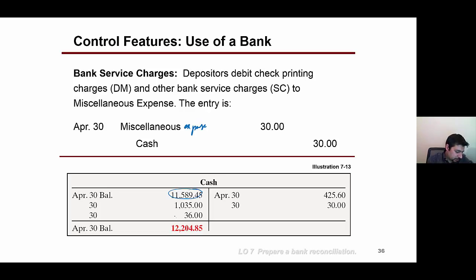This is the error in check. This was collection of note. This one was the bounced check, and this one, those were bank charges. This is the adjusted balance of cash according to the company's books.